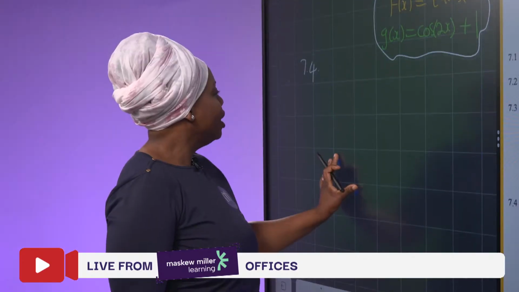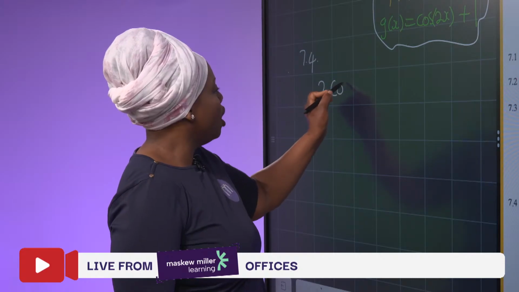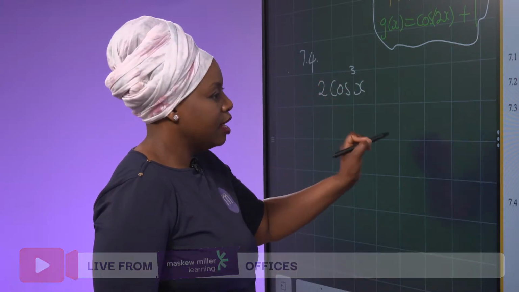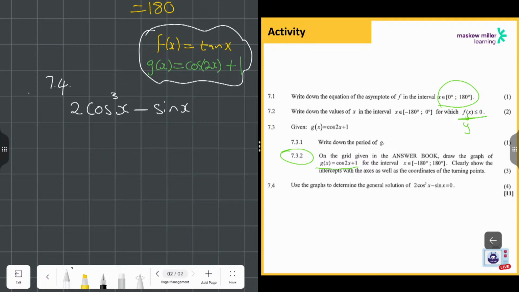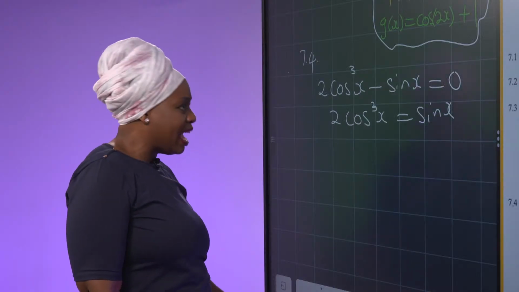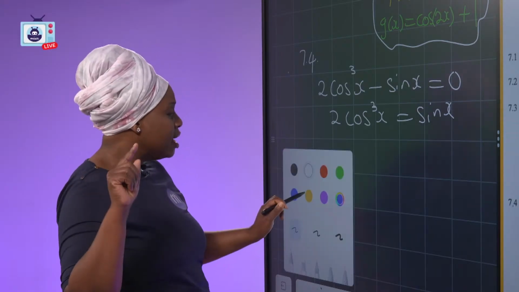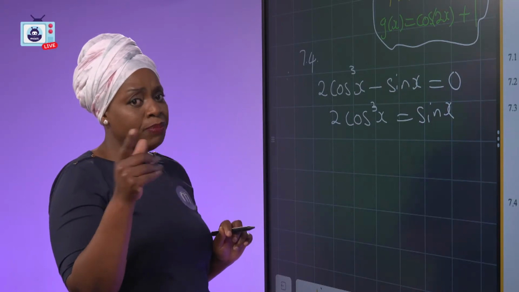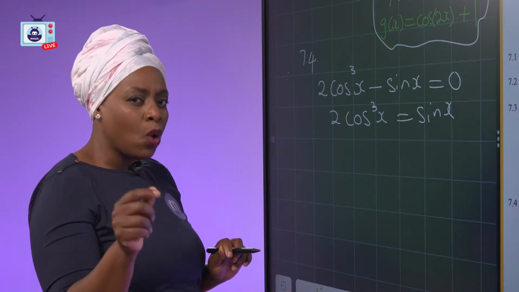Let's do it together. So we have 2 cos cubed x minus sine x equals 0. What do we want to achieve? To somehow have tan and to somehow have cos 2x. So first of all, I would leave my 2 here, and I have my cos cubed x equals sine x. Why am I saying that? Because I want to try and have tan. And I know if I have sine and then somehow divided by cos, I will have my tan. Remember, that is one of your identities.